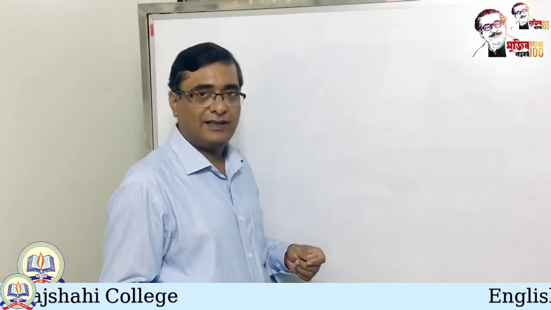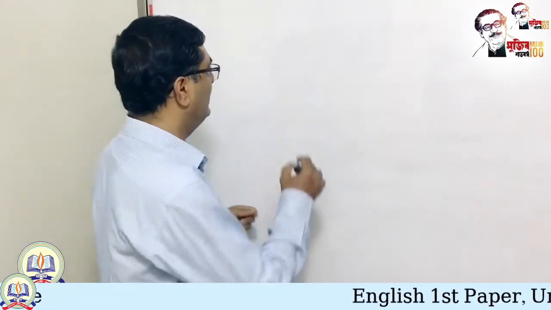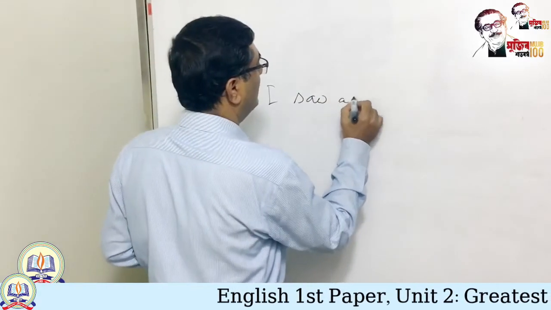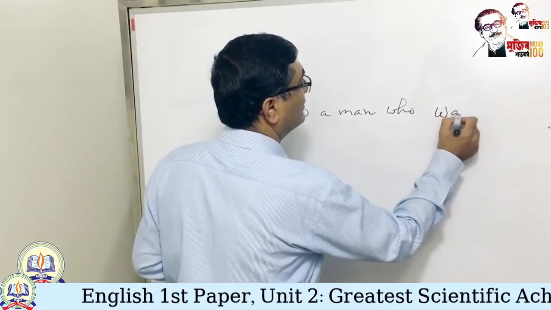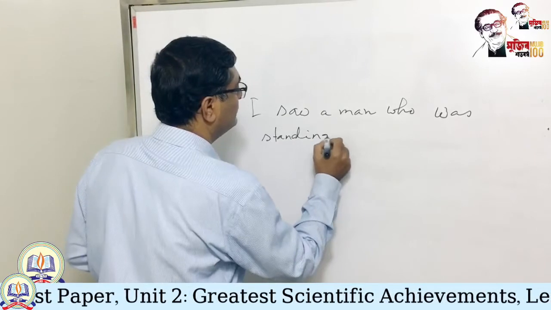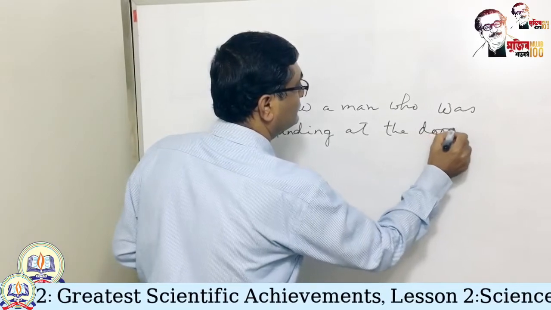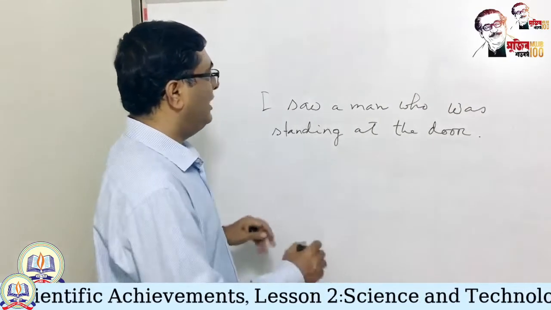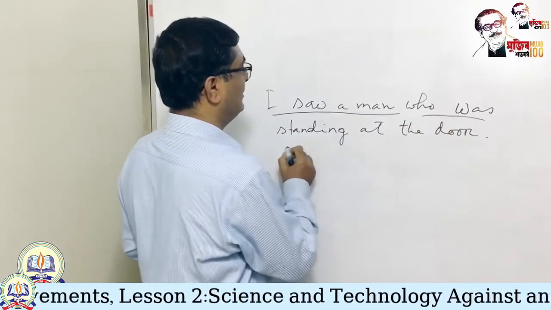Now, let me write a sentence, and I want to show you clause and phrase. Now, I saw a man who was standing at the door. Now you see that it's a sentence, it's a complex sentence. Now, how many clauses are there? I saw a man, this is one clause, and then we see another clause.